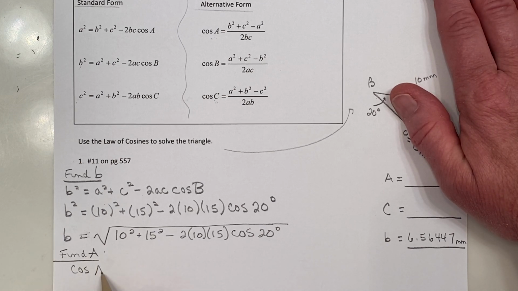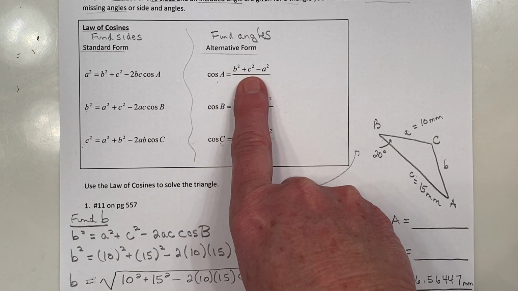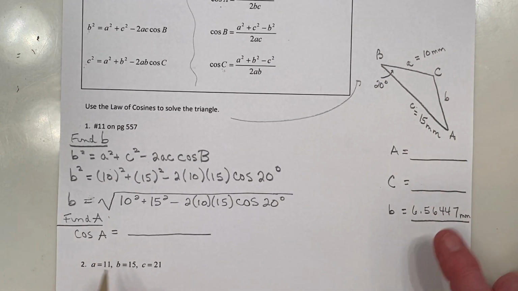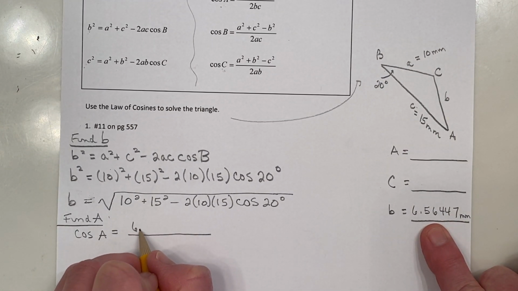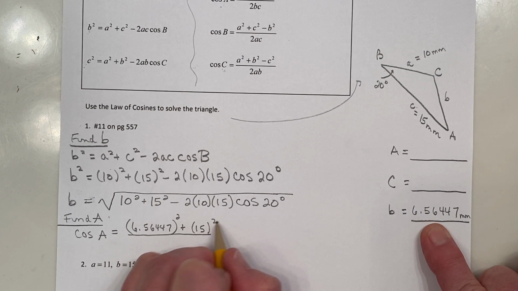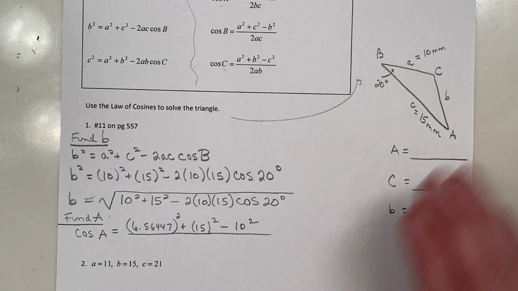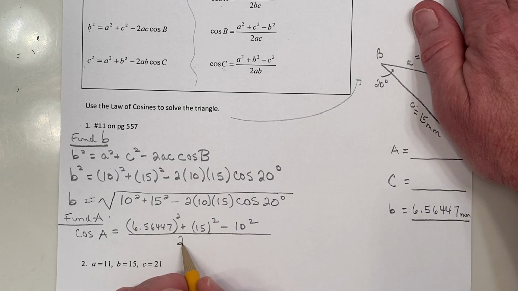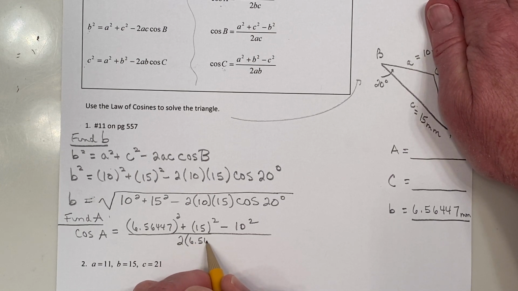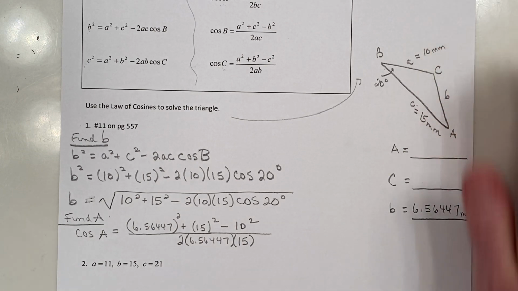So cosine angle A equals a fraction, and I'm taking b squared plus c squared minus a squared. So b squared, what was A, 10? Sometimes I use parentheses, sometimes I don't. Doesn't matter. It's not going to change anything. 2 times B times C. These two numbers, 15. All right.